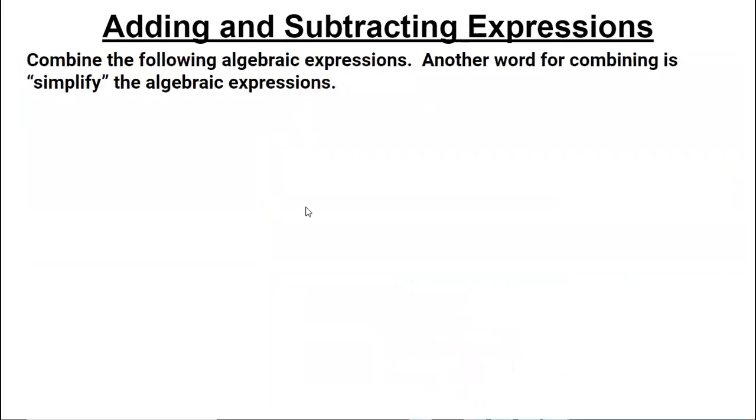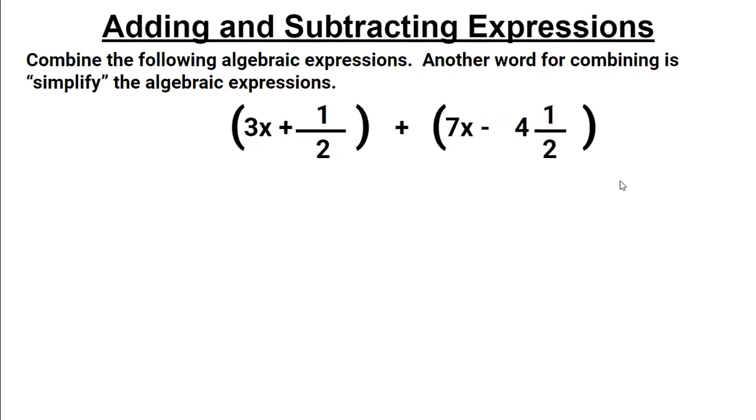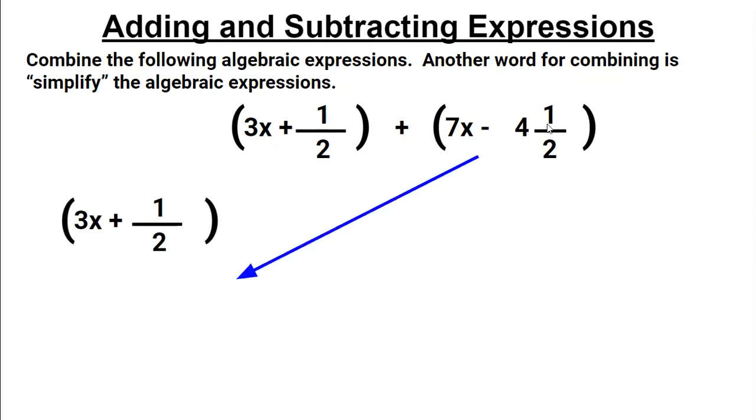Okay, let's look at another one. Combine the following algebraic expressions. Another word for combining is simplify the algebraic expressions. So here are our two expressions: 3x plus 1/2, plus 7x minus 4.5. We are going to combine the first set in the parentheses plus the second set of numbers in the parentheses. So let's add them up.